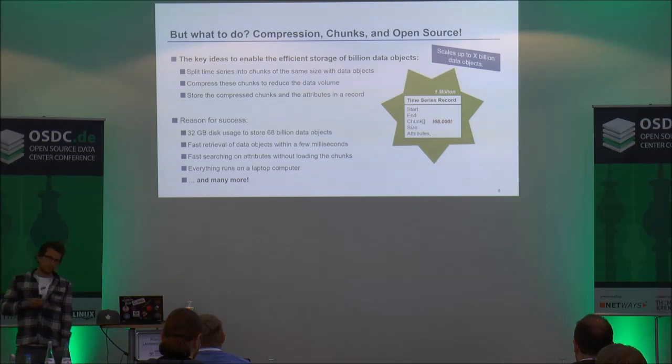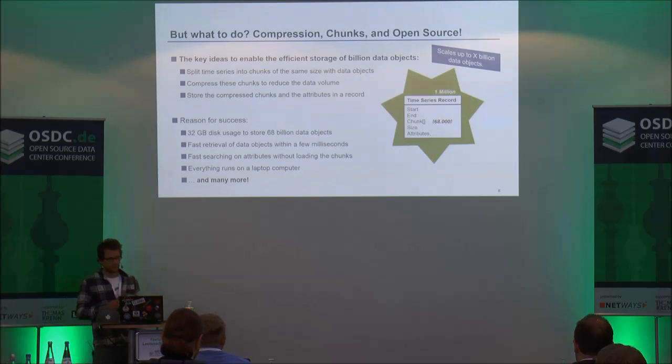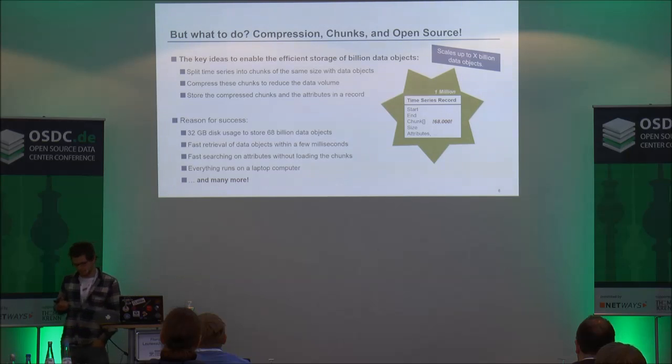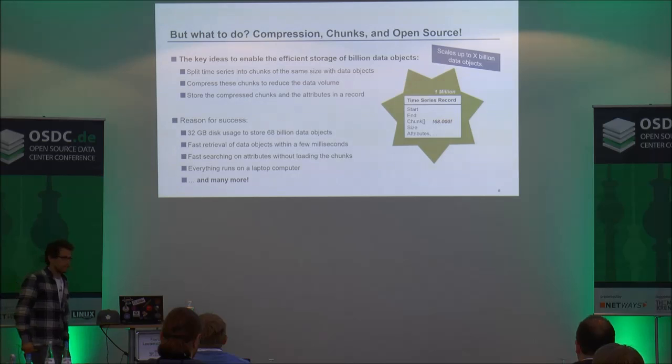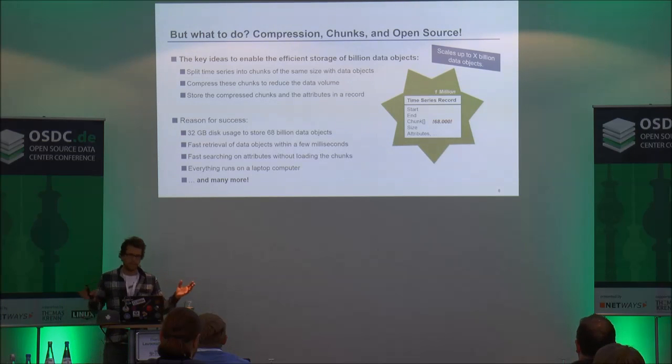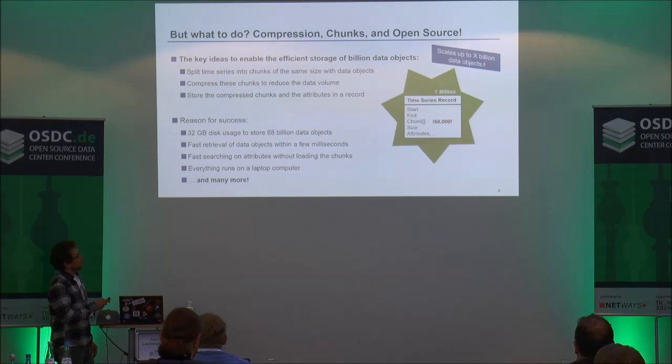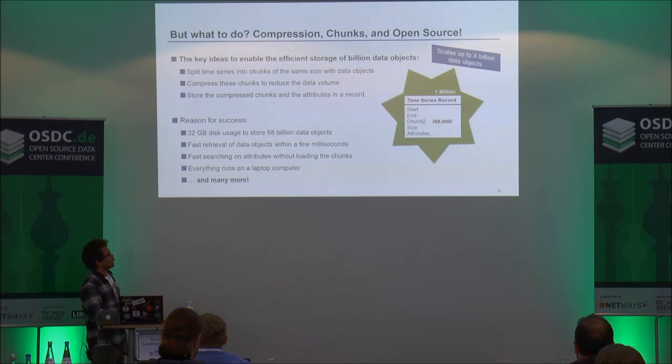It's very simple. We only have three key ideas which combined solve the problem. The first: if you have a time series with about 68 billion data objects, split them up into chunks with the same size. For example, split them up into 1 million chunks, and each chunk contains 68,000 data objects. Then compress these chunks to reduce the storage demand.